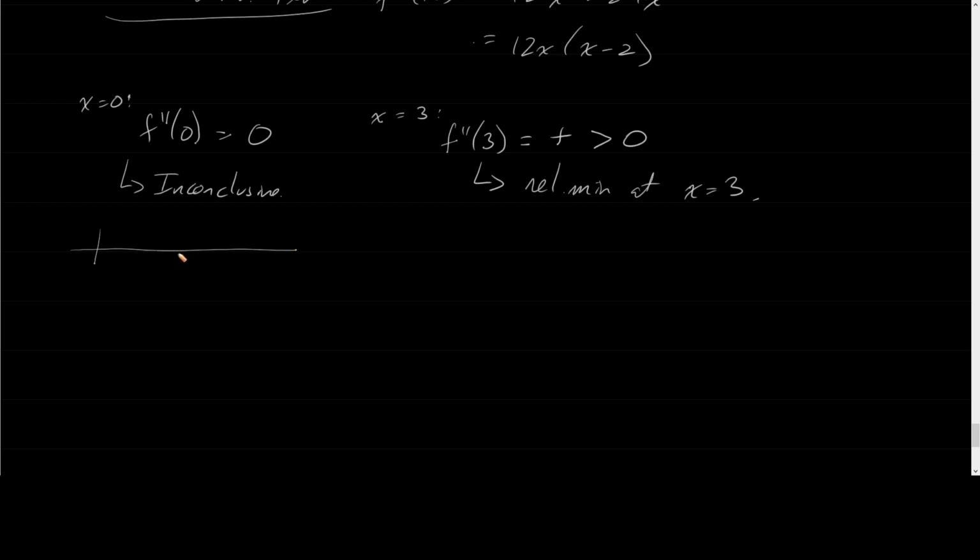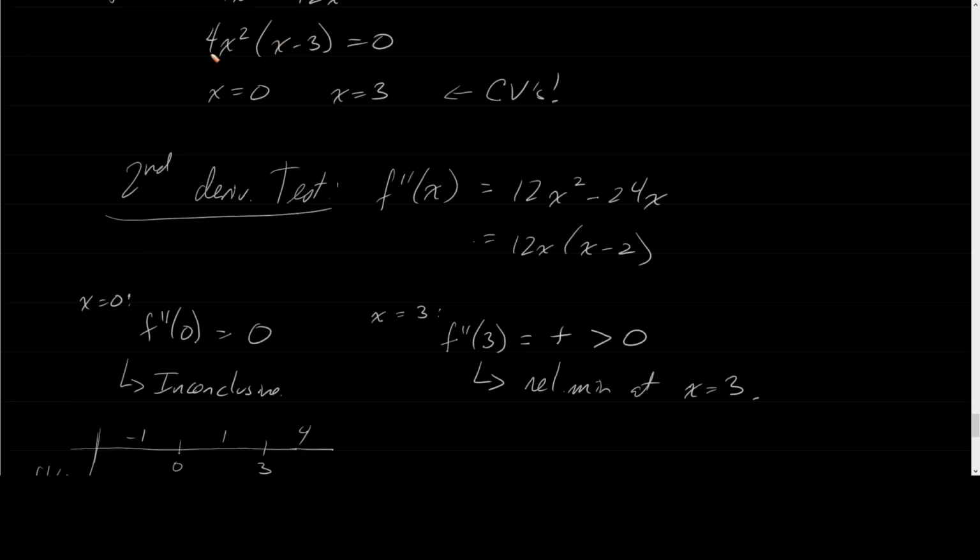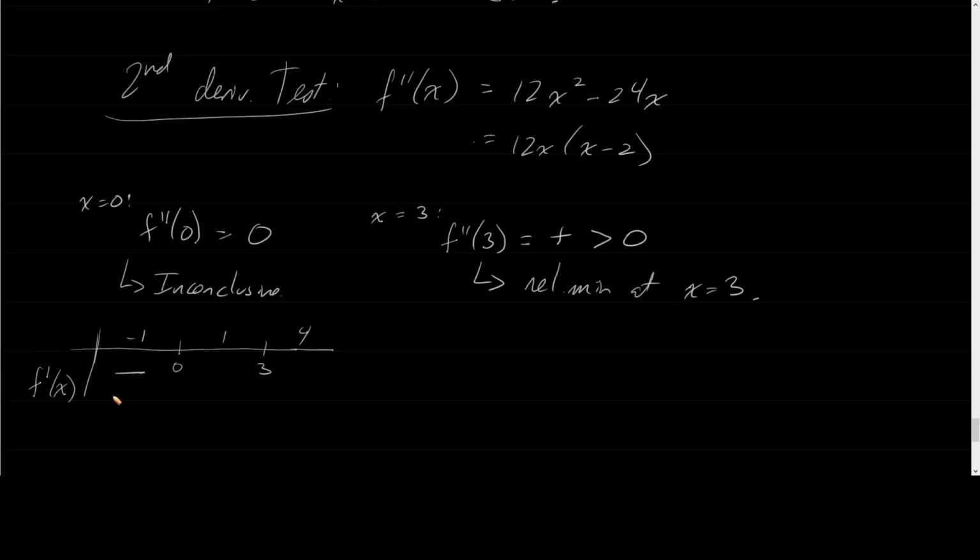And we need to test around our points between 0 and 3. But this time, we're plugging into the first derivative. So I'm going to check negative 1, 1, and 4. If I plug in negative 1 into our first derivative, let's look at our first derivative. Here it is, 4x squared times x minus 3. If I plug in negative 1 minus 3, that's negative 4. Negative 1 squared, positive 1. 4 times 1 times negative 4. Overall there we end up with negative, so it is decreasing.